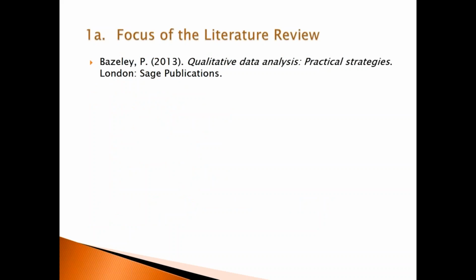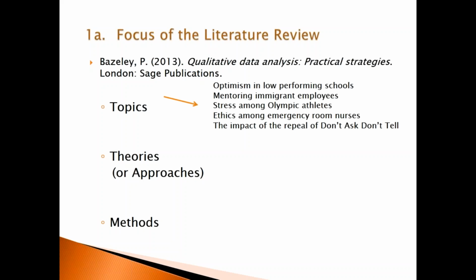So I would like to start with a great summary that Pat Baisley provides about the focus of a literature review. And she has 3 areas that you're going to need to consider while you're looking at materials: topics, theories, and methods. And so topics are things like optimism in low-performing schools, and that's the example I'll use for the rest of my session, mentoring immigrant employees, and all sorts of other very specific topics.